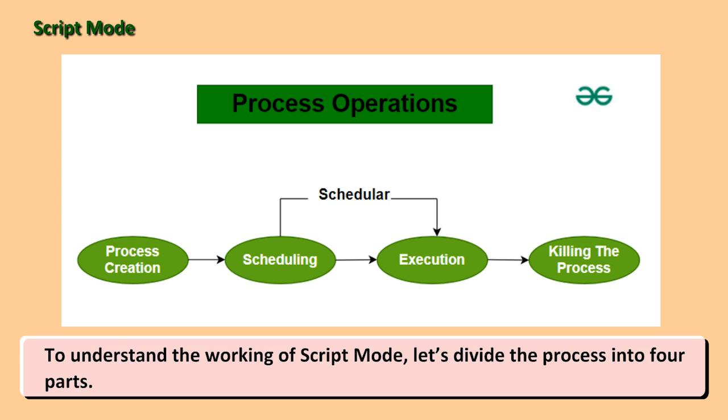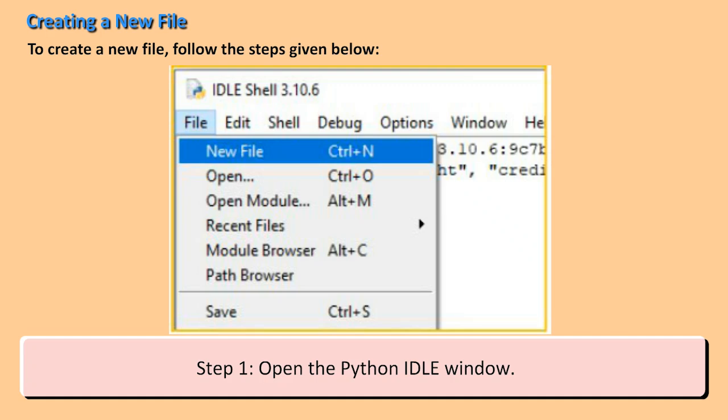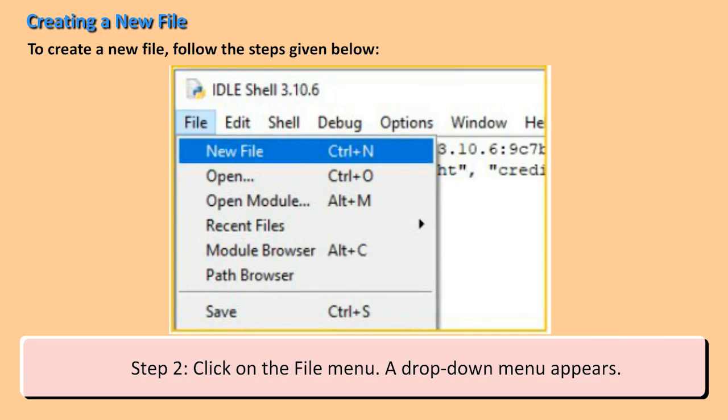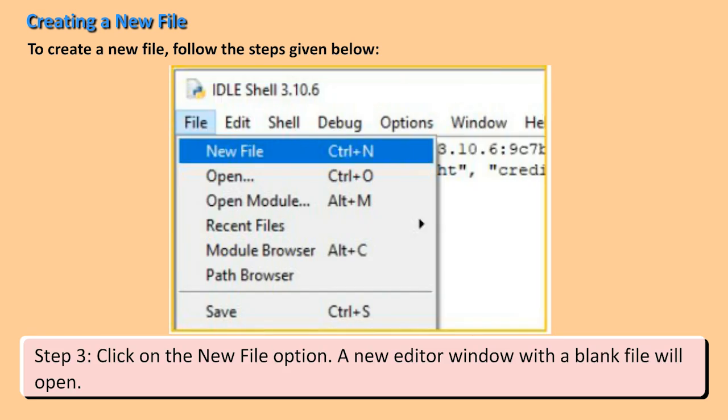To understand the working of script mode, let's divide the process into 4 parts. Creating a new file. To create a new file, follow the steps given below. Step 1. Open the Python IDLE window. Step 2. Click on the File menu. A drop-down menu appears. Step 3. Click on the New File option. A new editor window with a blank file will open.